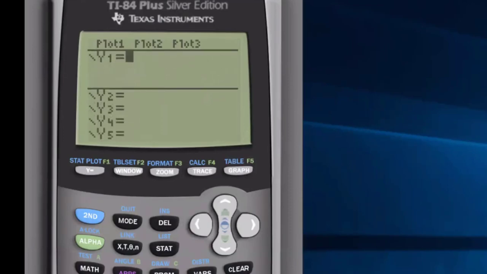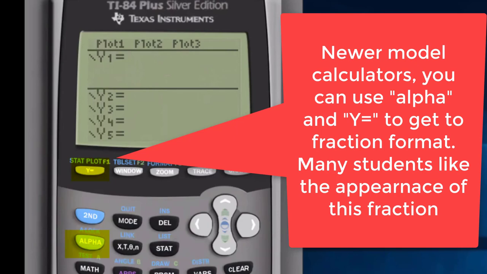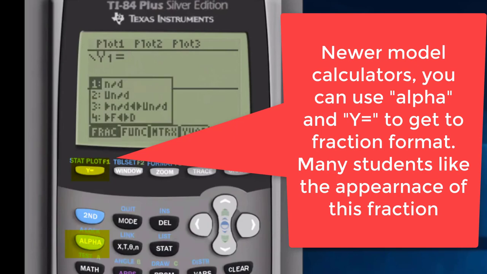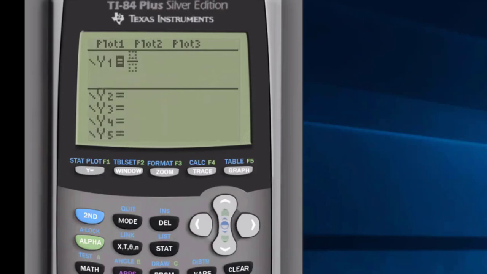There's a fraction format on the newer versions of these calculators. If you hit alpha and then F1, it's number 1 right here, the n over d thing. If you hit that, it'll set up fractions for you already. So you can make it look a little bit better, or make sure you're dividing by the right things, especially if you're iffy on your parenthesis placement. So there's our function right there.